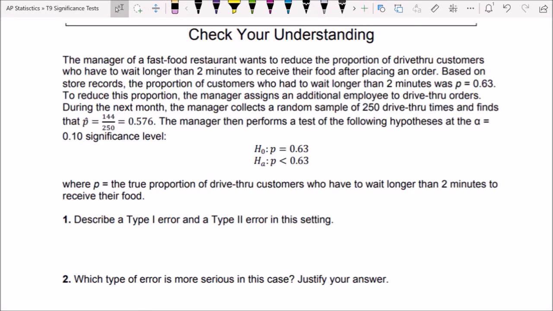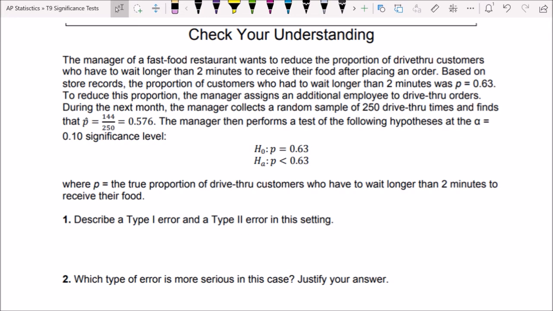Let's try a final question. The manager of a fast food restaurant wants to reduce the proportion of drive-through customers who have to wait longer than 2 minutes to receive their food after they place an order. Based on store records, the proportion of customers who had to wait longer than 2 minutes was p = 0.63, or 63%. In order to reduce this, the manager assigns an additional employee to drive-through orders. During the next month, the manager collects a random sample of 250 drive-through times and finds that p-hat is 0.576, and we can infer that they found that 144 out of 250 customers had to wait longer than 2 minutes.